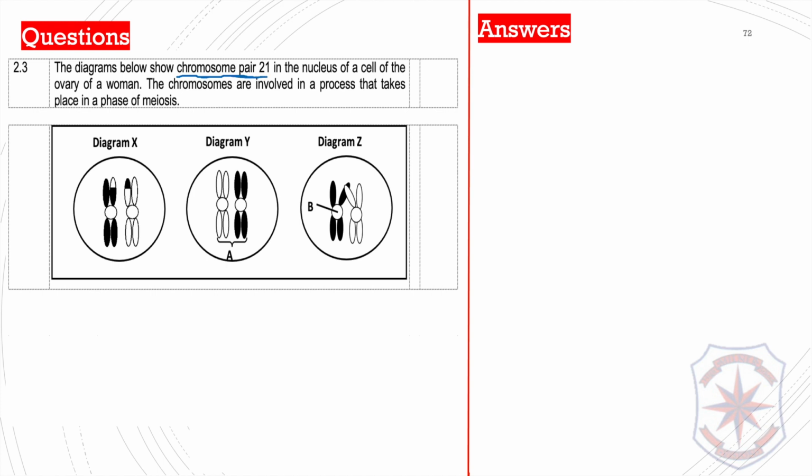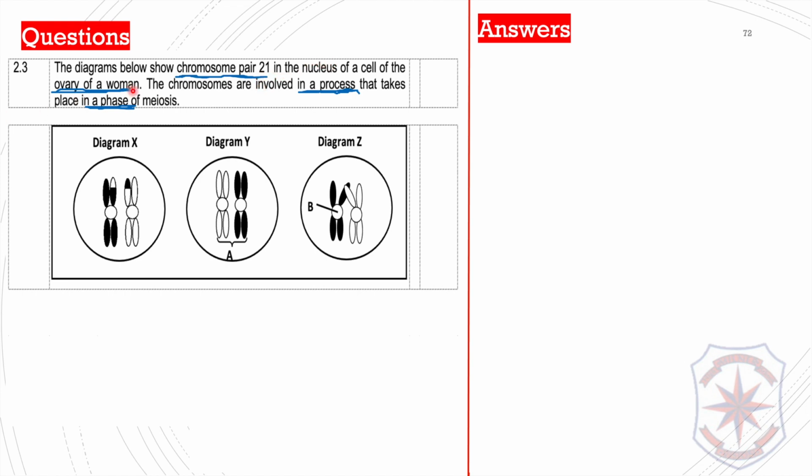So this is the pair of chromosomes, pair 21 in particular, in the nucleus of a cell of the ovary of a woman. Okay? The chromosomes are involved in a process, so they are telling us that it is involved in a process, without revealing which process it is, that takes place in a phase of meiosis. So there's a few things that we need to look at. Chromosome pair 21, that is our clue.